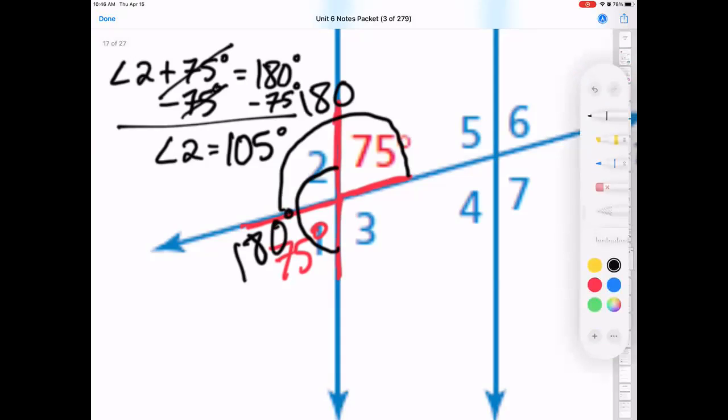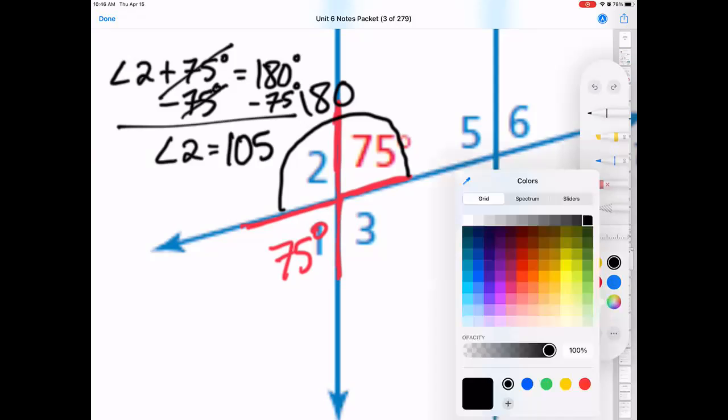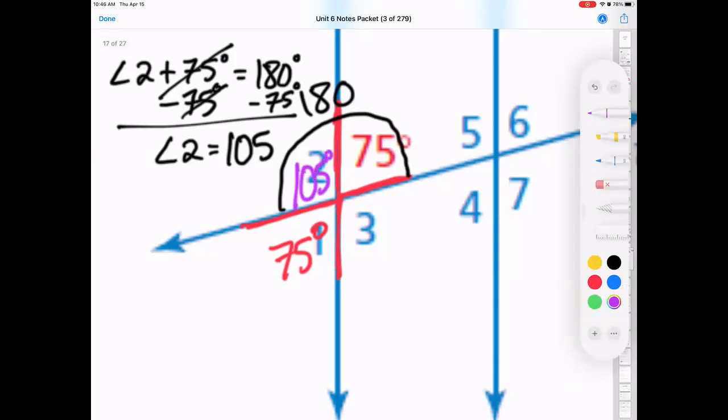Let's clean this up so it's not so crazy. We said, oh, we'll keep that. We said that angle 2 is going to be 105 degrees. Now, how do we find angle 3?